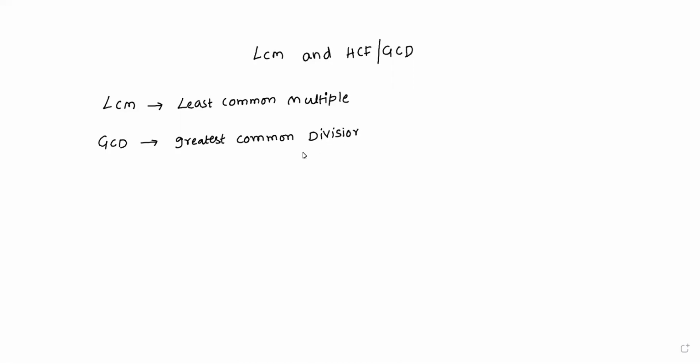Let us try to understand the exact meaning of the LCM and HCF. For LCM, let me take two numbers. We can find LCM or GCD between two or more numbers. For a single number, we cannot find it. So let me take 12 and 18.